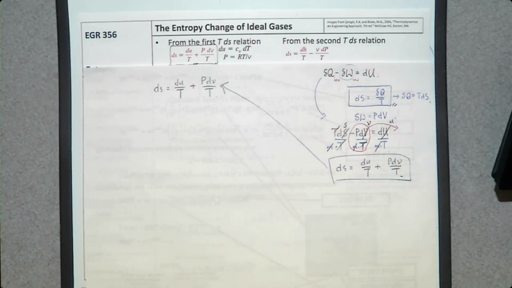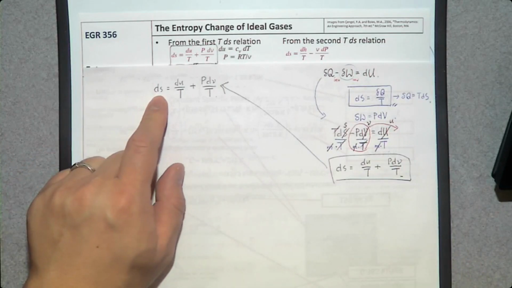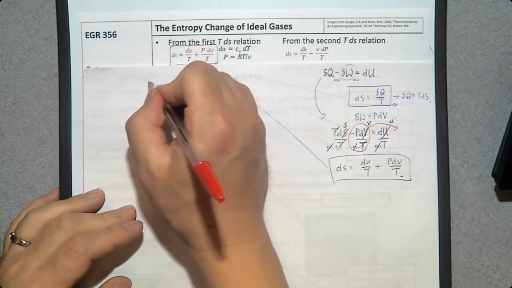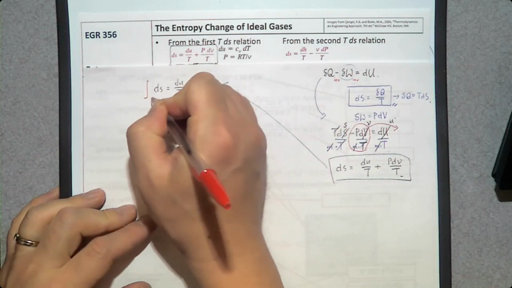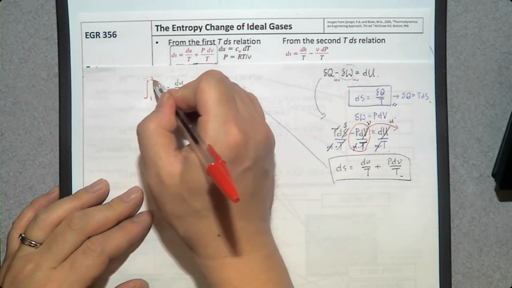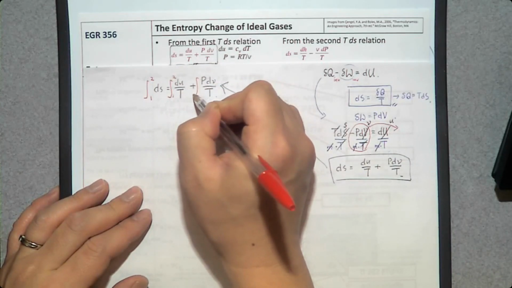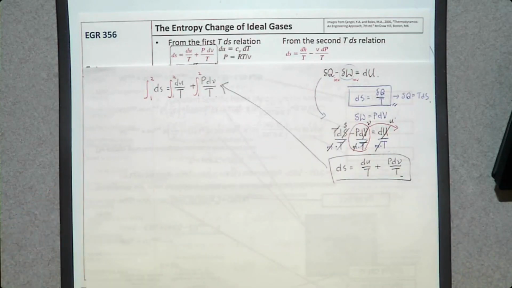This is a differential form. So if you want to calculate entropy change, how can you do that? You need to integrate from the initial state number 1 to the final state number 2. So we just need to integrate them. And then how can you integrate?